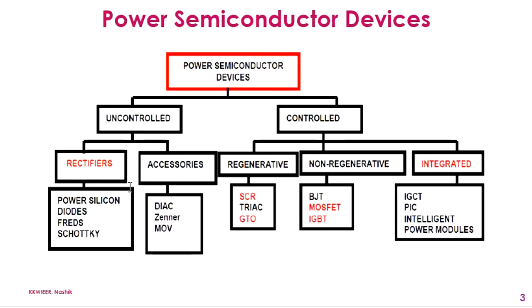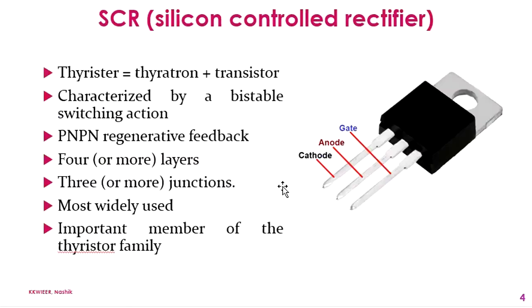So if you remember, this was the classification of power semiconductor devices we have seen in the last lecture, and in that here is our SCR, which is a controlled semiconductor device, which is also regenerative. So why it is controlled, why it is regenerative, we will come to know at the end of this lecture. So let's start with the SCR.